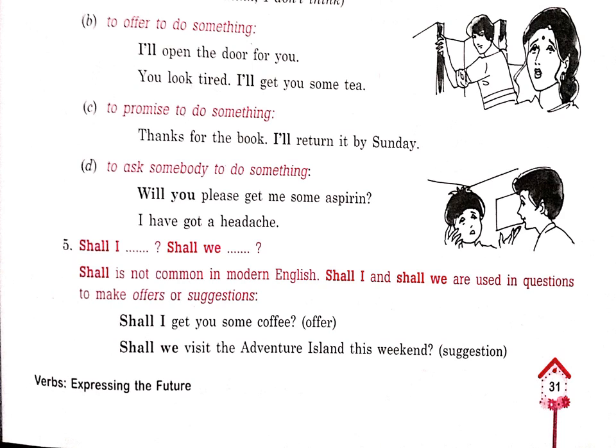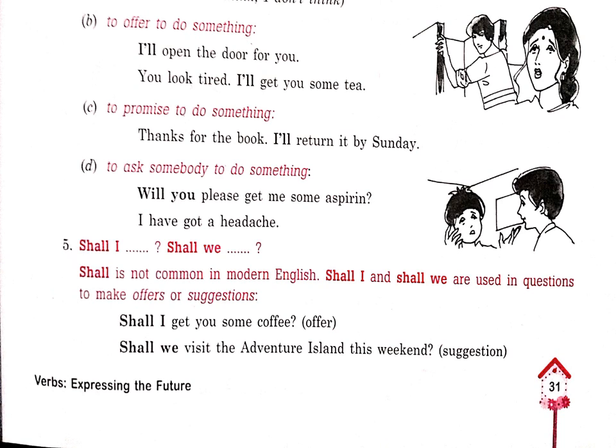Next one is to offer to do something. When you offer someone to do something: I'll open the door for you. You look tired. I'll get you some tea. Means offering something. So you use the simple future. To promise to do something: Thanks for the book. I'll return it by Sunday. Right? You're promising someone in the future basically. To ask somebody to do something: Will you please get some aspirin? Aspirin basically is the name of the medicine. I've got a headache. So to ask somebody to do something, you use simple future.